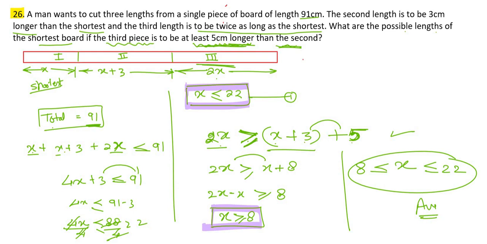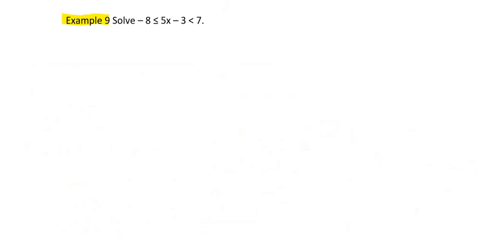We will start examples. This is example 9. This is a very simple and interesting question. This is like double inequalities. See here, minus 8 is less than or equal to 5x minus 3, which is less than 7. So we need to find the value of x. Okay, so try to focus on x.